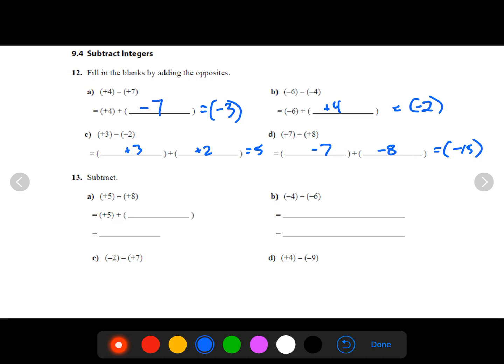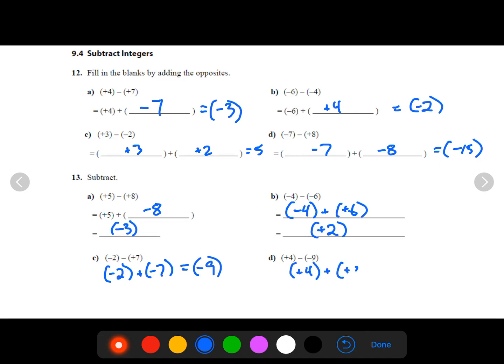All right, number 13, subtract. Well, we do that by adding the opposite. So I'm going to add negative 8 in this case and solve. Positive 5 plus negative 8 gives me a final answer of negative 3. Negative 4 plus the opposite, which is positive 6. Negative 4 plus positive 6 gives me an answer of positive 2. Negative 2 plus negative 7 is equal to negative 9. Positive 4 plus positive 9 is equal to positive 13.